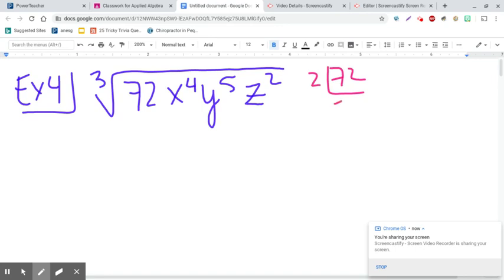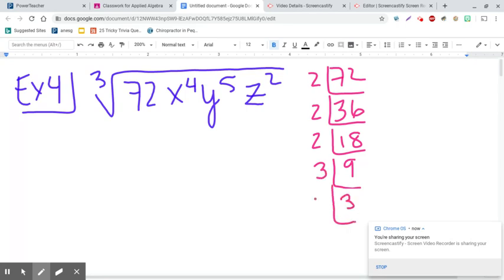72 divided by 2 gives me 36. Also even, so I'm going to do 2. 36 divided by 2 gives me 18. Also even, so I'm going to do 2. 18 divided by 2 gives me 9, which is not even, but 3 goes into it. So I'm going to do 3. 9 divided by 3 is 3. The only thing that goes into 3 is 3, which gives me a 1 left over.